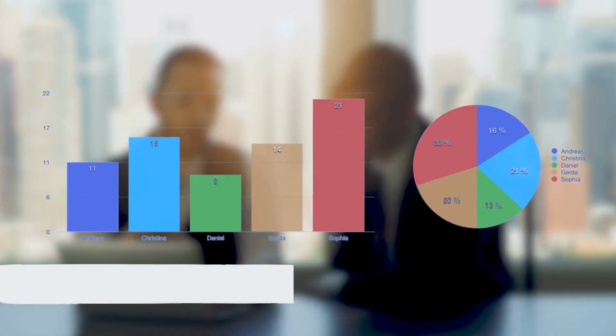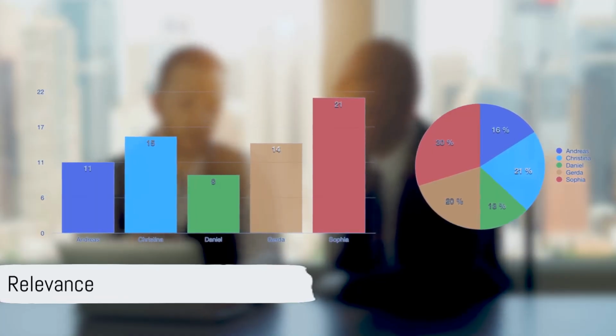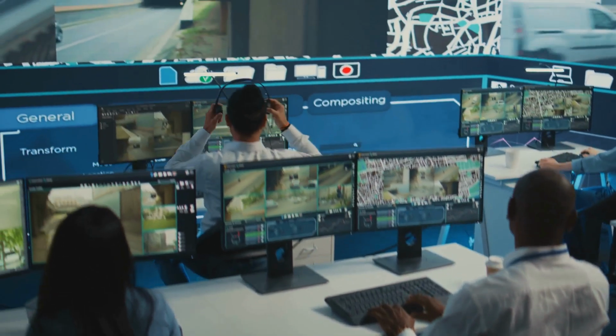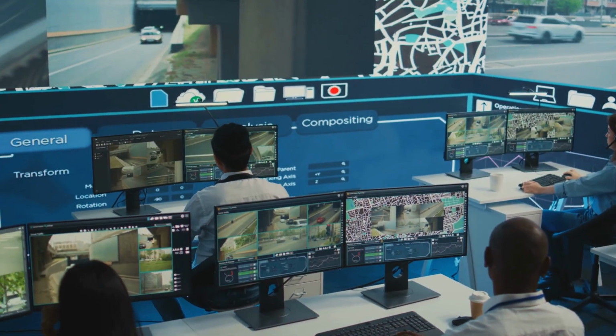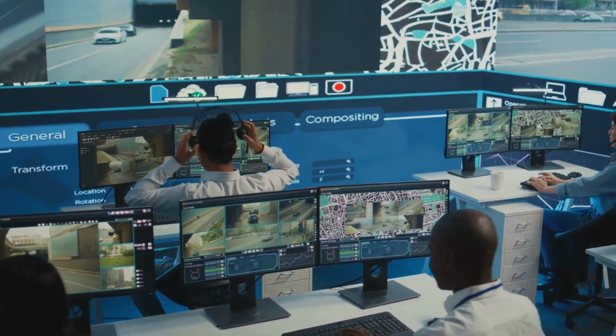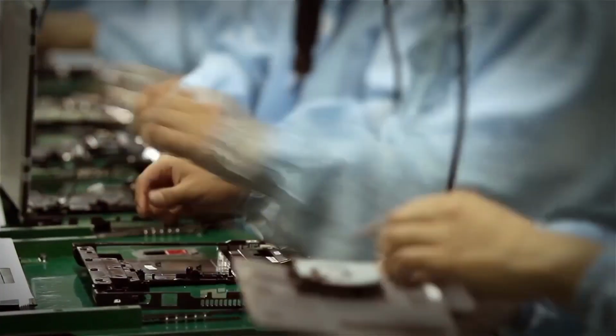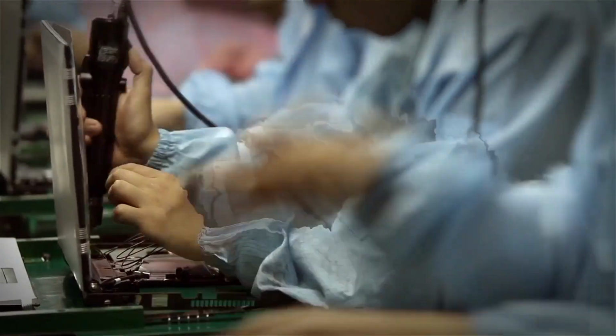Relevance. The metric should directly impact the goals of the process. For example, in a call center, average call handling time is a relevant metric for efficiency. Quantifiability. The metric should be measurable. Metrics like defect rates, cycle time, or customer satisfaction scores can be tracked and analyzed.